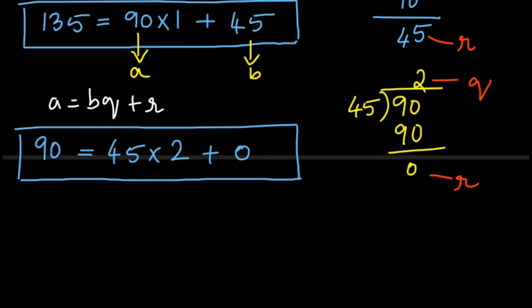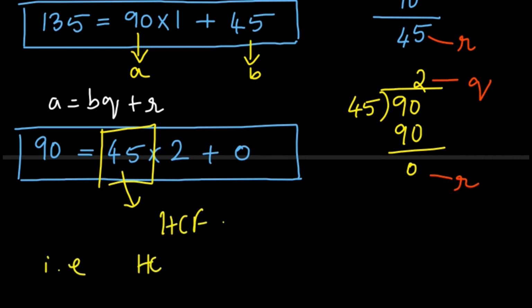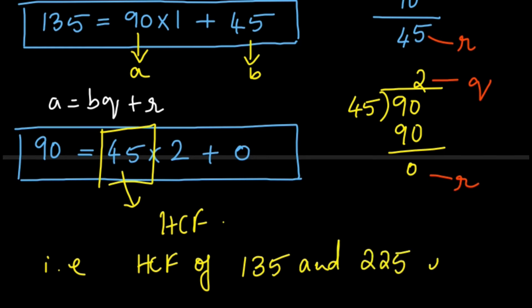Now here this number, which is 45, this will be the HCF. That is, HCF of 135 and 225 is 45. This is the answer.